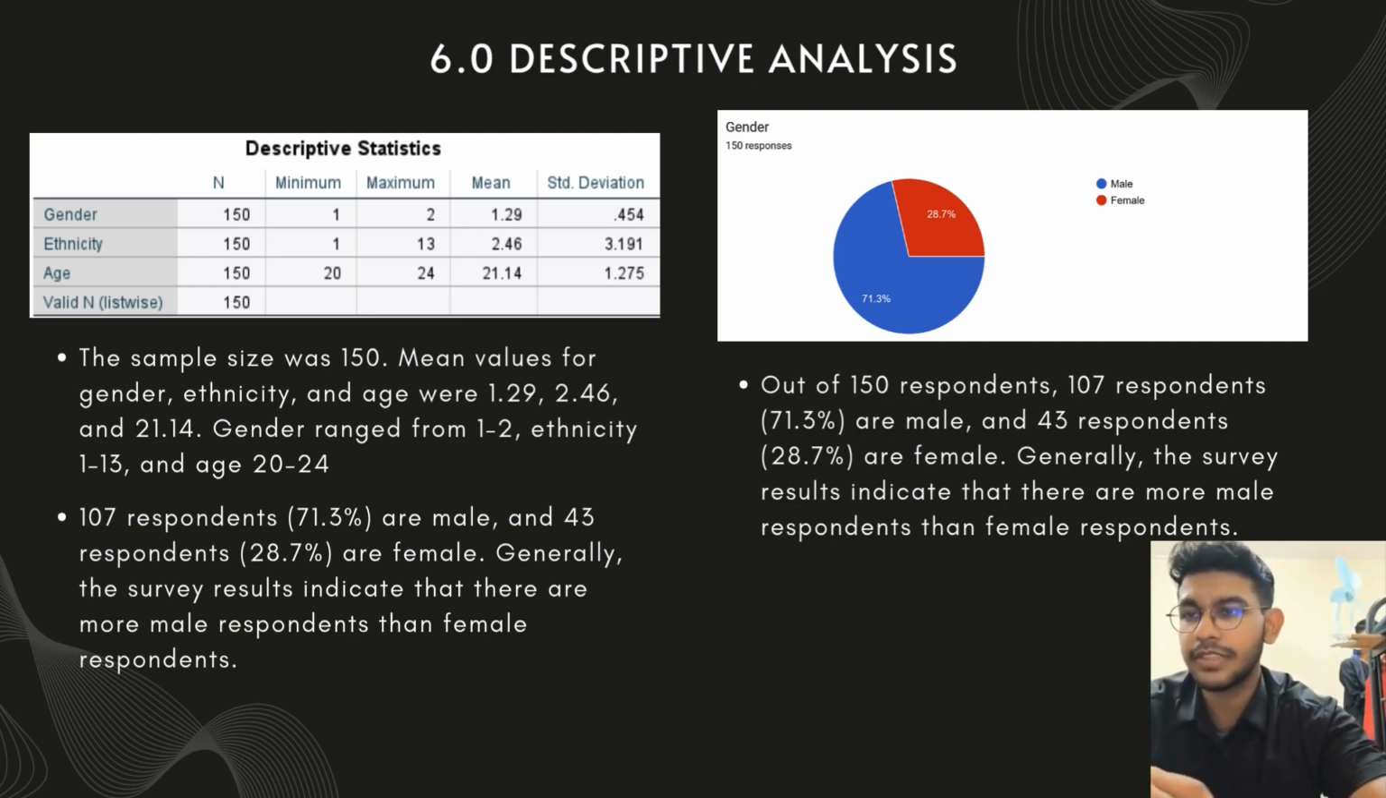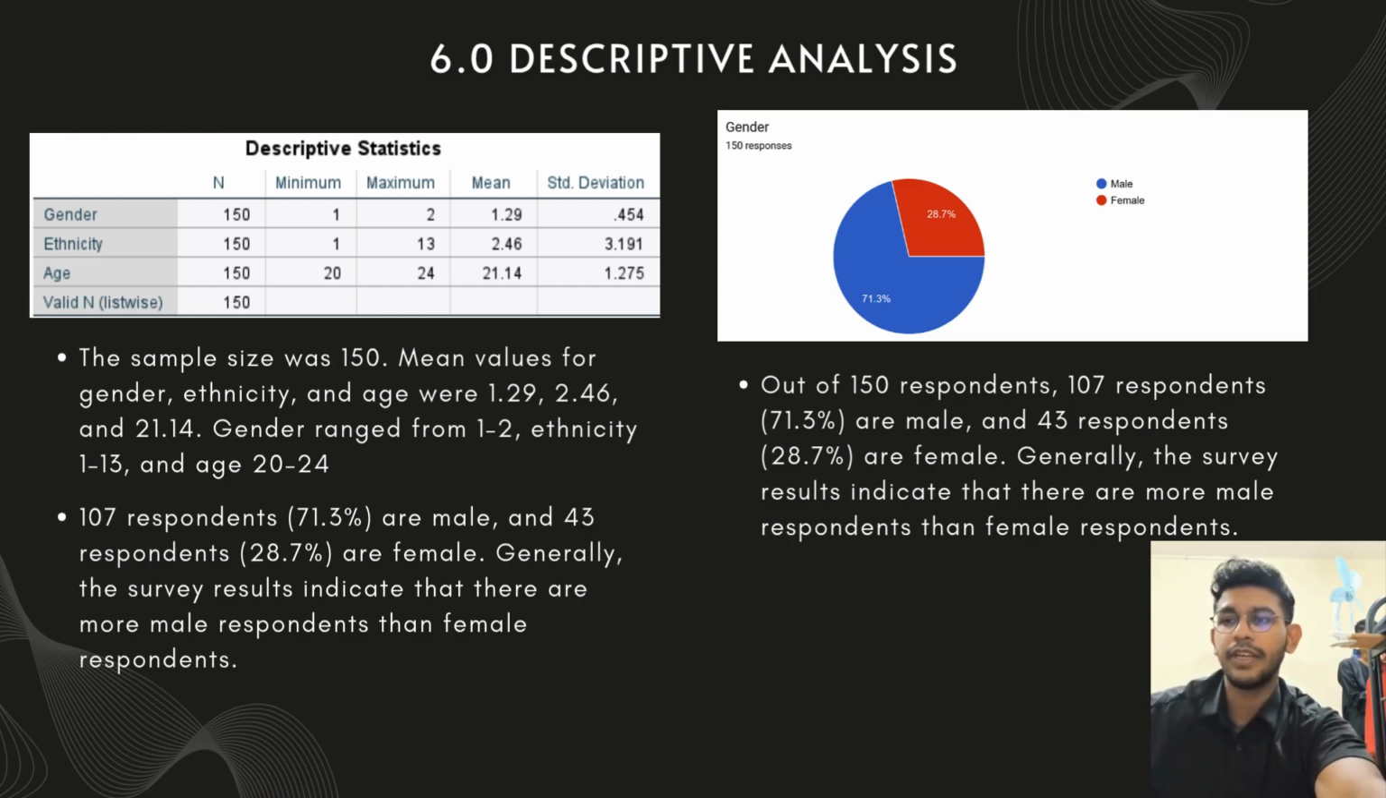Assalamualaikum Doctor, my name is Ilyas Irsyad. So right now is my part, 6.0, which is the descriptive analysis. As you can see, in the descriptive statistics on the left, the sample size was 150 students, and the mean values for gender, ethnicity, and age were 1.29, 2.46, and 21.14.